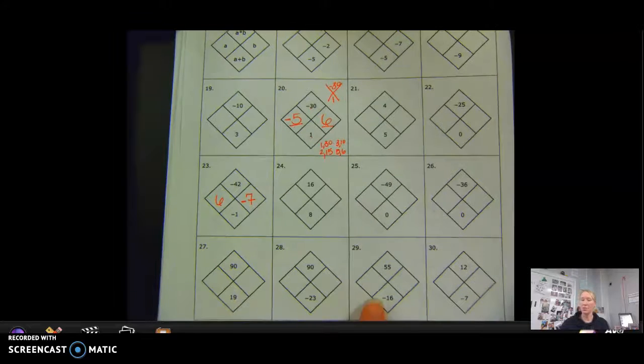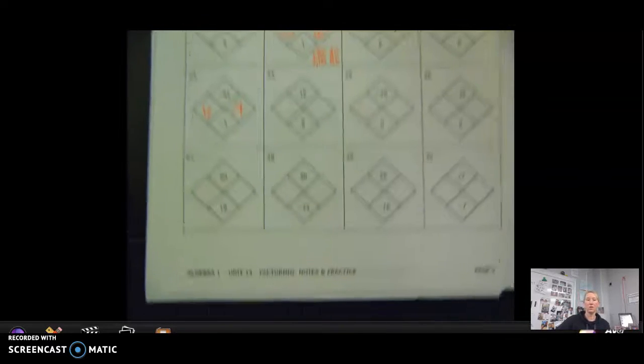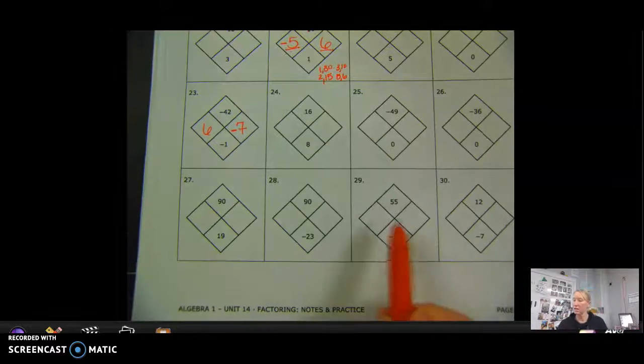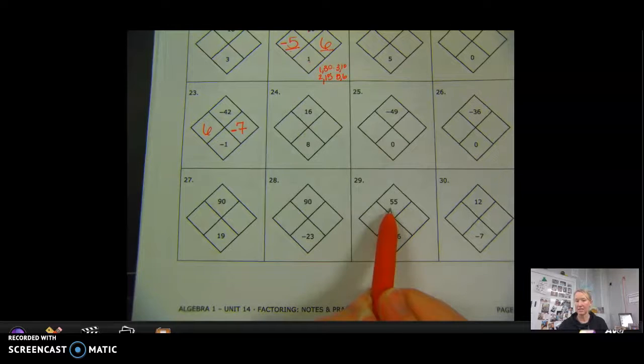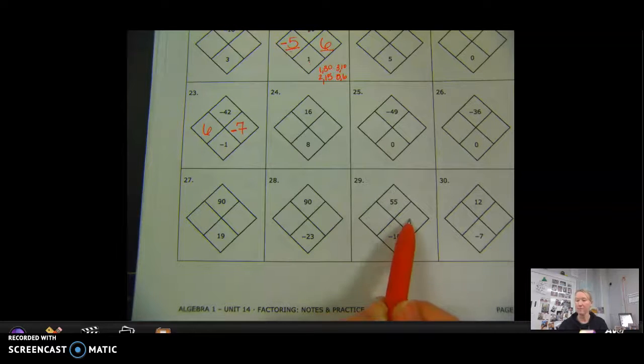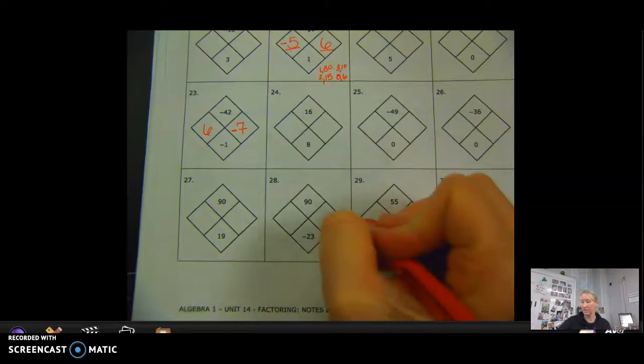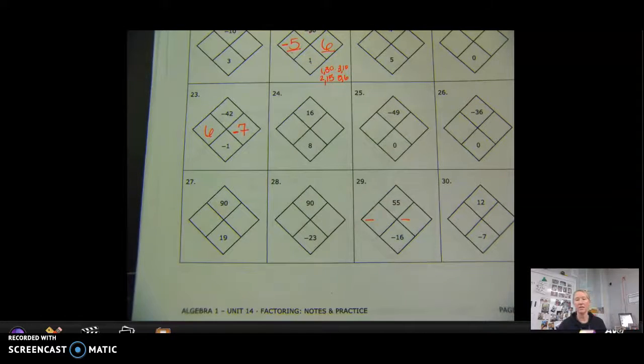Let's look at 29. 29 states that when I multiply these two numbers, I get a positive 55, but when I add these two numbers, I get a negative 16. Really, the only way to get a negative 16 when I add means that one or both numbers has to be negative. And the only way to get a positive number when I multiply two numbers is if they're both positive or both negative. Since when I add, I want a negative, both of these numbers are going to be negative.